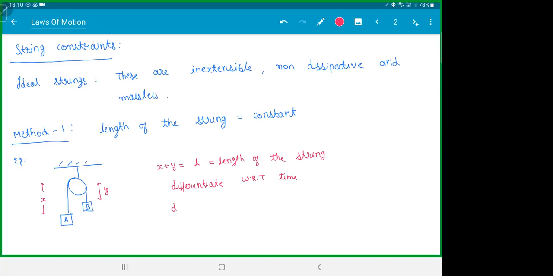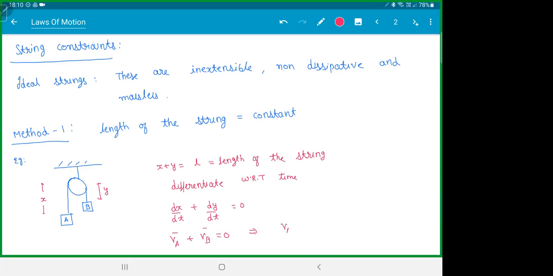And you get dx by dt, dy by dt is equal to 0. Now understand here, whenever X moves, which block is changing? Whenever A moves, A changes, right? So this is the velocity of A. Whenever A is moving, X changes. Whenever B moves, Y changes. So velocity of A plus velocity of B is equal to 0.